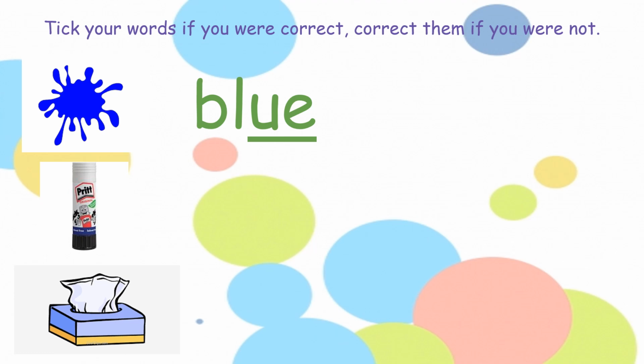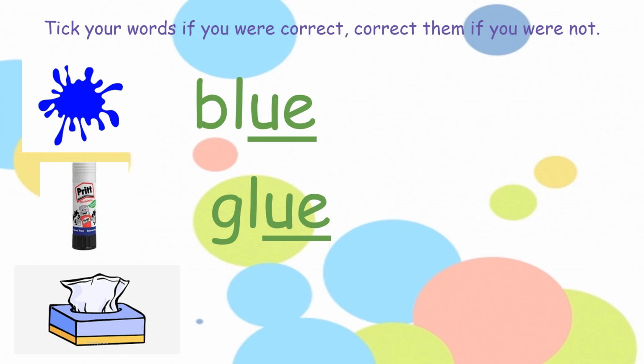Your second word was glue. How many sounds can you hear in the word glue? Again, there are 3 sounds. Hold up your 3 fingers. Let's say the word glue. Let's pinch your sounds. G, l, oo, glue. And there's the word. Your last word is tissue.